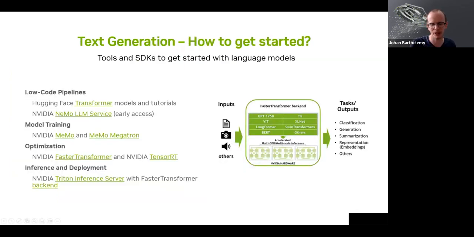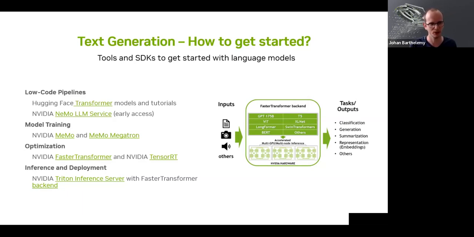So how can you get started with those kind of tools? Well, there are a few different options available. First of all, the low-code pipelines. So that's the easy way to get in, to get used to it, and get familiar with the models. You could go to Hugging Face and look at the transformer models and tutorials. Hugging Face will provide you with a bunch of examples of how to load the transformer model and start playing with it. It will even show you how to retrain those.